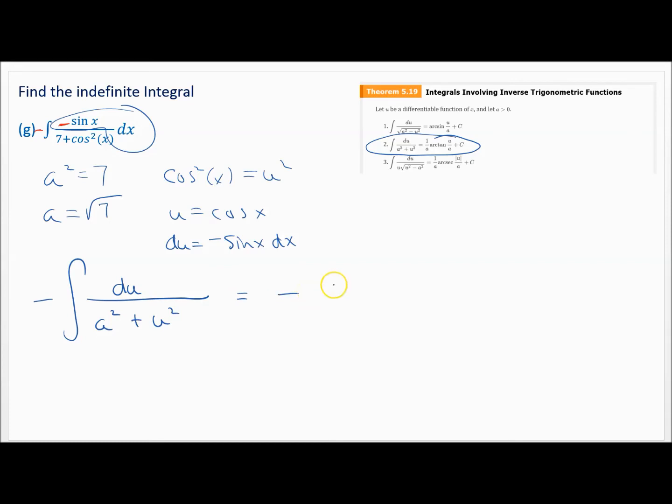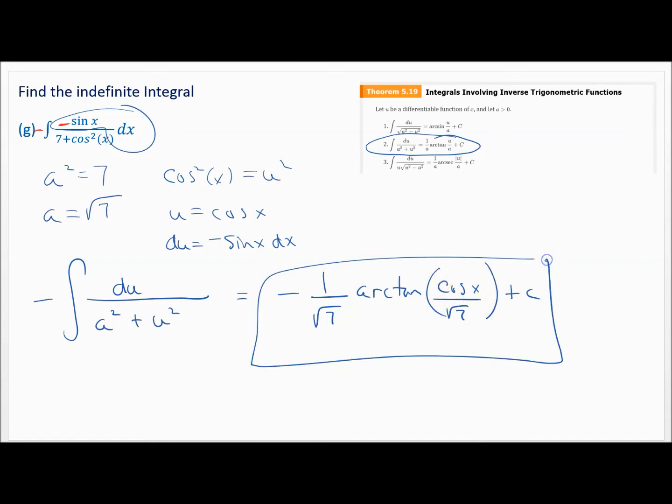That's negative 1 over a. So I'm looking at the formula. What is a? Square root of 7. And then arctangent of u over a. So cosine of x over the square root of 7 plus c. And you are taking the arctangent of that entire expression, cosine of x over the square root of 7.